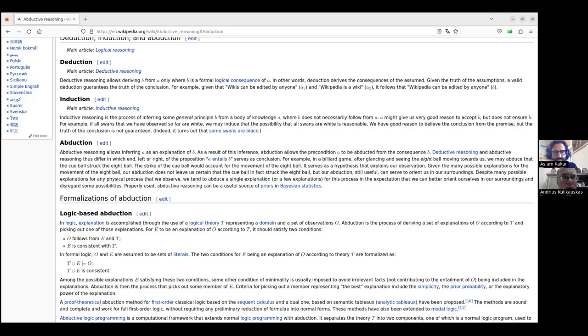Induction. Inductive reasoning is the process of inferring some general principle B from a body of knowledge A, where B does not necessarily follow from A. A might give us very good reason to accept B, but does not ensure B. For example, if all swans that we have observed so far are white, we may induce that the possibility that all swans are white is reasonable. We have good reason to believe the conclusion from the premise, but the truth of the conclusion is not guaranteed. Indeed, it turns out that some swans are black.